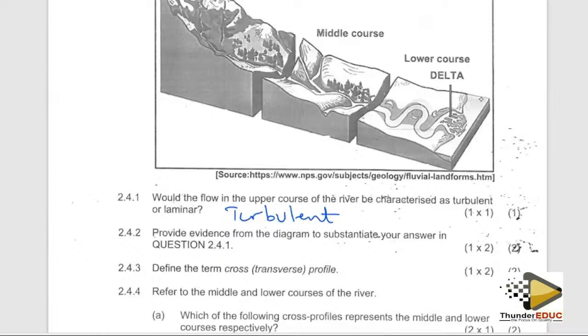So turbulent flow occurs in the upper course of the river, where the river profile is ungraded due to a lot of temporary base levels of erosion being caused by vertical erosion. So the flow is going to be turbulent. The river does not flow over a smooth concave profile. Right.